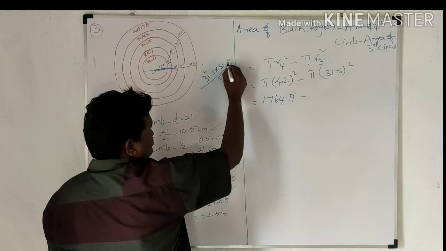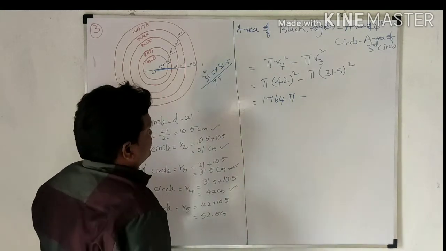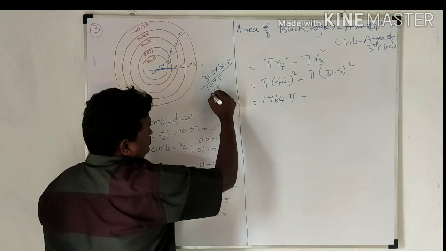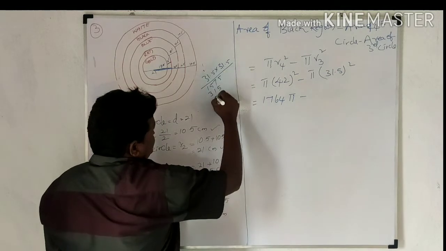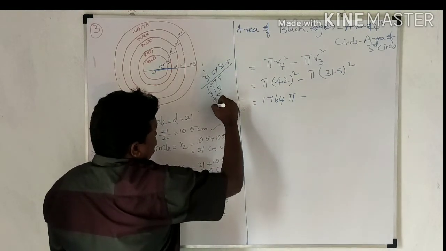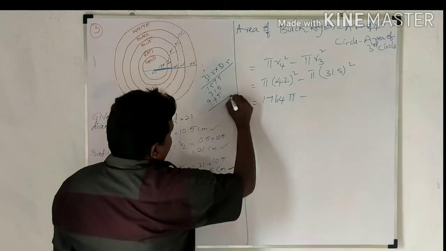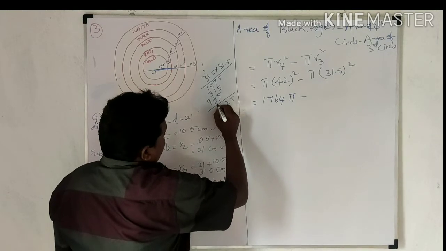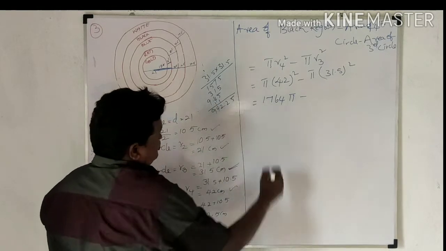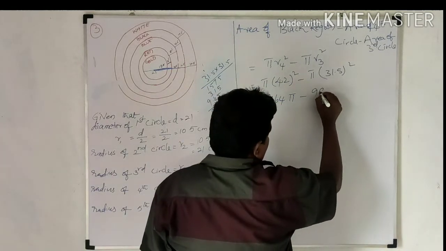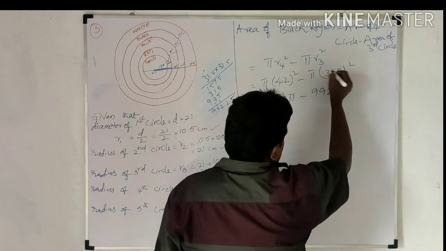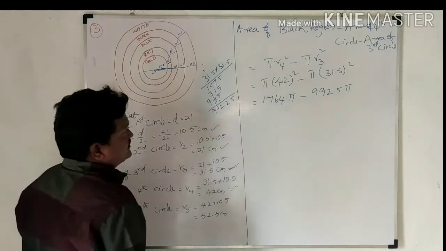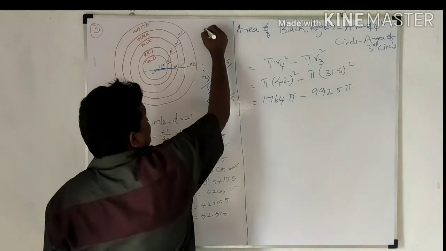Multiplying: 5 5s are 25, 5 1s are 5 plus 2 is 7, 5 3s are 15. Again with 3: 3 5s are 15, 3 1s are 3 plus 1 is 4, 3 3s are 9. This gives 992.25 pi. Now subtract from 1764 the value 992.25.